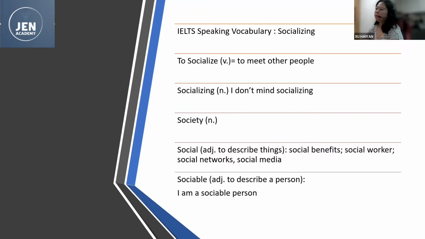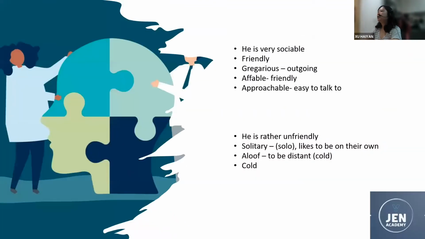a person. The first one is social. Social is only used to describe something. So you can say social benefits, social workers, and social media. Those are examples that you can use to describe things. And then there's another one which we use to describe a person. So you can say I'm a very sociable person, or actually I'm not a very sociable person, I'm an antisocial person. So there are phrases like antisocial and sociable to describe the personality trait of a person.